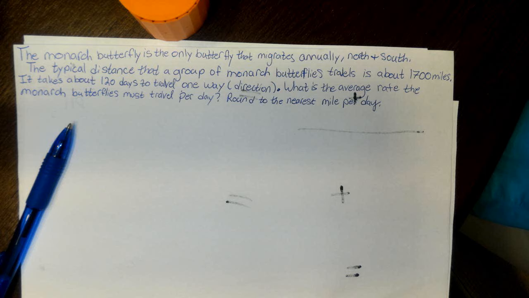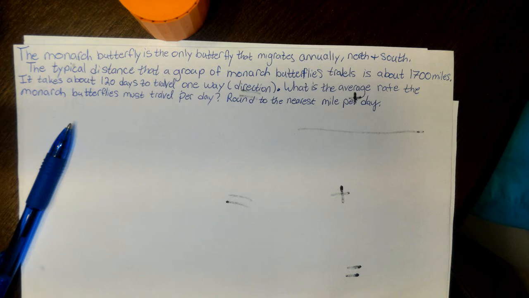Alright, so we have our problem. The monarch butterfly is the only butterfly that migrates annually north and south. The typical distance that a group of monarch butterflies travel is about 1,700 miles. It takes about 120 days to travel one way or one direction. What is the average rate the monarch butterflies must travel per day? Round to the nearest mile per day.